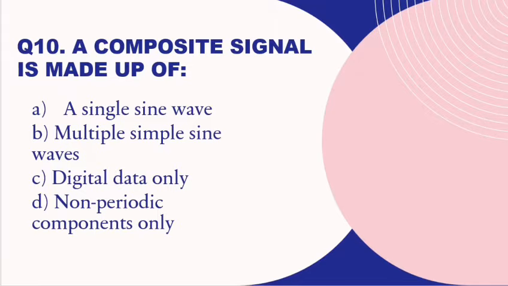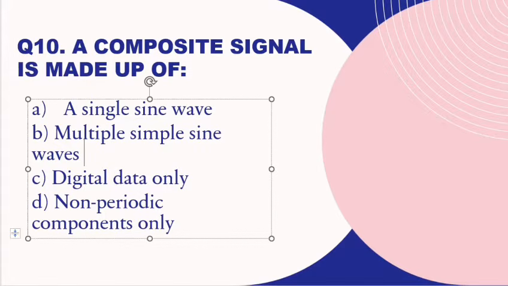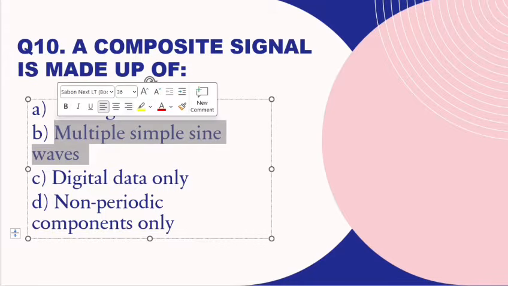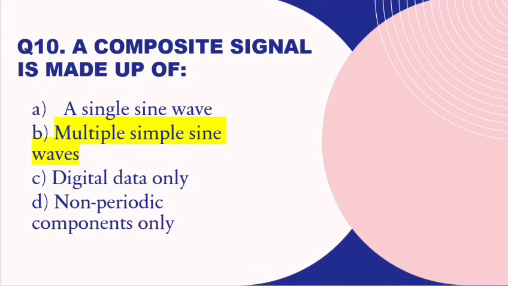Moving on to the next question. Question number 10. A composite signal is made up of option A, a single sine wave, option B, multiple simple sine waves, option C, digital data only, option D, non-periodic components only. I hope you all have guessed the answer right. The correct answer for this is multiple simple sine waves, which is option number B.